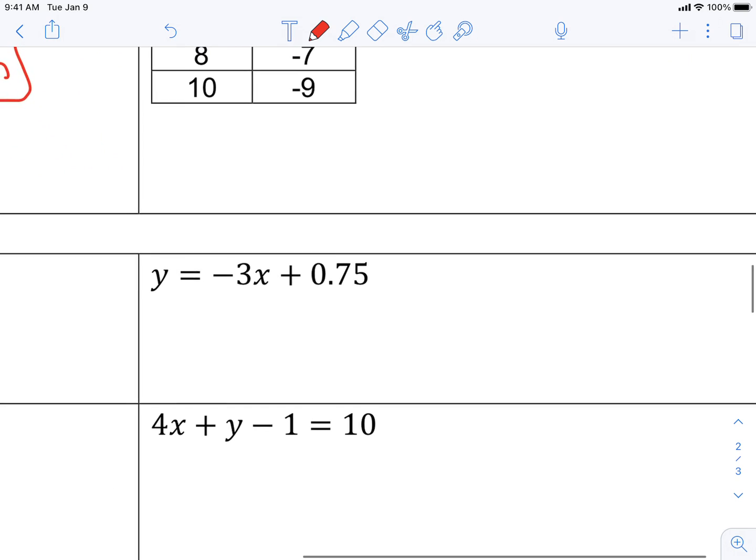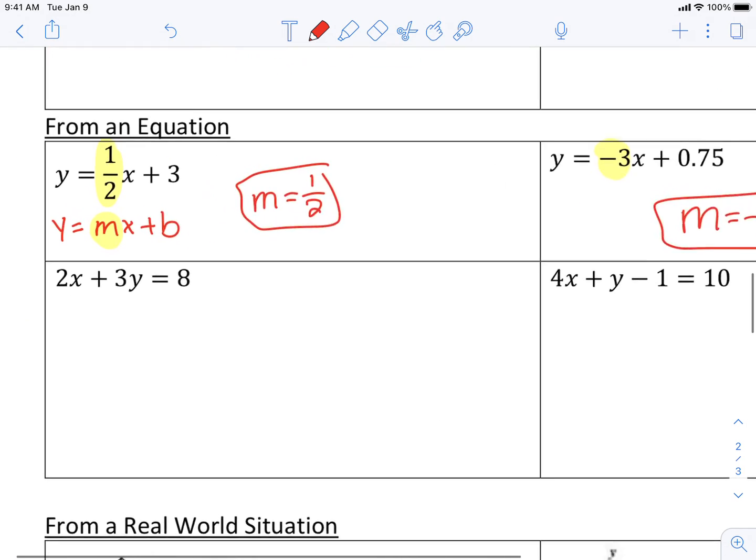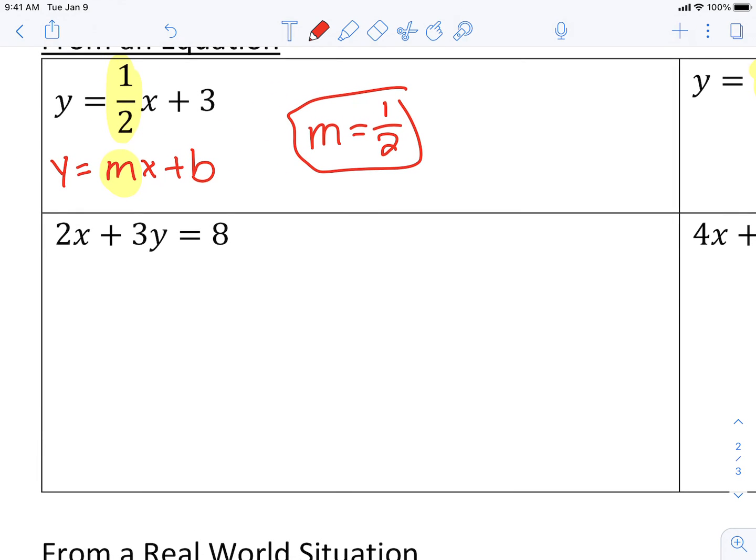Again, this is in y equals mx plus b form. My slope is -3. Now, if we look at this, this is not in y equals mx plus b form. This is in standard form. When it's in standard form, we have to put it in slope-intercept form, and to do that, we solve for y. That's what we want to do.